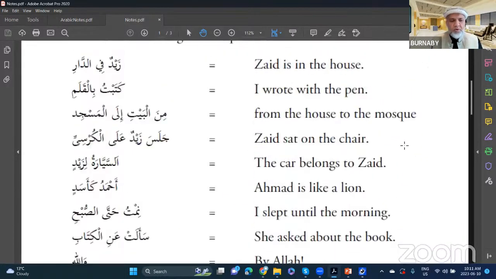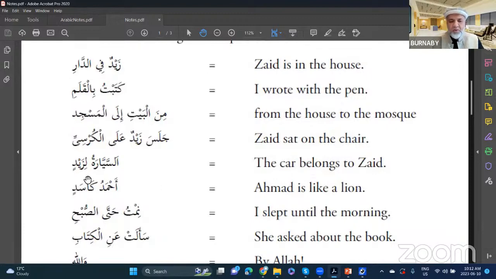Okay. So over here, we are saying as-sayyaratu li Zaidin. Here we're not saying that the car is for Zaid. We are saying the car belongs to Zaid. Is that making sense? That this little thing is different. As-sayyaratu li Zaidin. But the Zaidin is in jar. Yes, Zaidin is ismul jar.